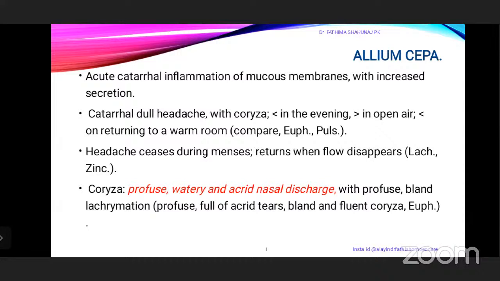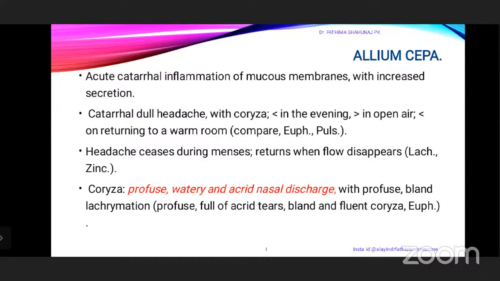Headaches stop during menses and return when the flow disappears. And this symptom is compared with Lachesis and Zincum metallicum. In Lachesis, headache, rush of blood to the head after alcohol, mental emotion, suppressed or irregular menses at climaxes, left-sided, and epilepsy. And in Zincum metallicum, always better every way as soon as the menses begin to flow. And it relieves all her suffering, but they return once again after the flow stops.